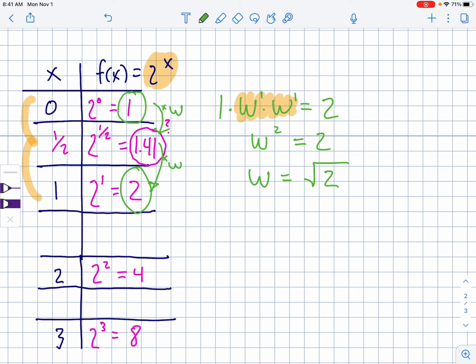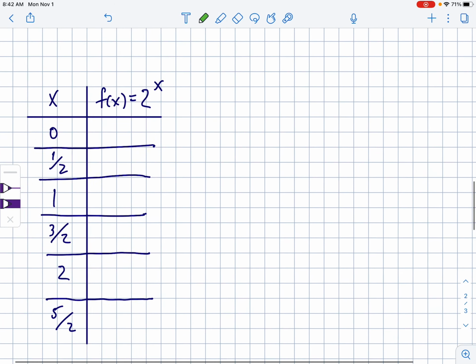Which means that the number that got multiplied in between was the square root of 2. So if I remember, making these half step jumps, going from here to here and here to here, these are all times the square root of 2. So let's look at this a different way.